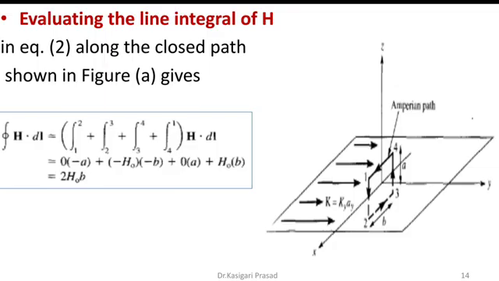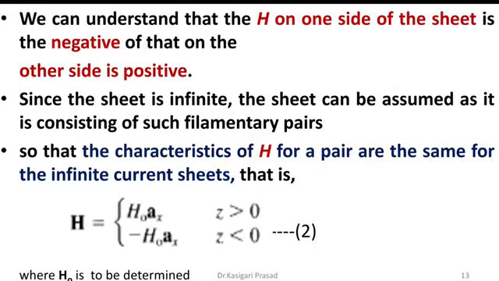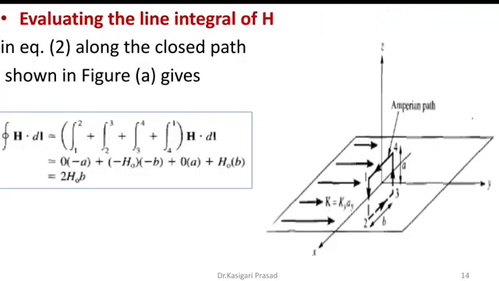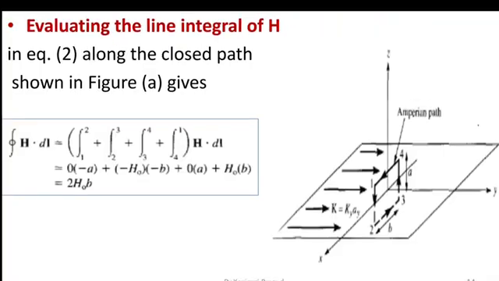So evaluating the line integral of H in equation 2, we are going to evaluate the line integral of H along the closed path as shown in the figure. So from 1 to 2, 2 to 3, 3 to 4, 4 to 1, in this closed path, we are going to evaluate how much magnetic field is produced on each path. Totaling it, we take it as the total amount of magnetic field produced from that particular Amperian path. So closed integral H dot dL is equal to integral 1 to 2 plus 2 to 3 plus 3 to 4 plus 4 to 1.